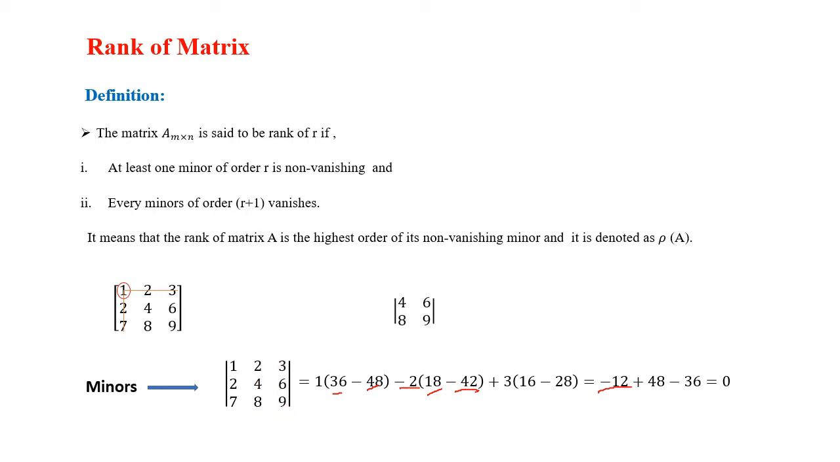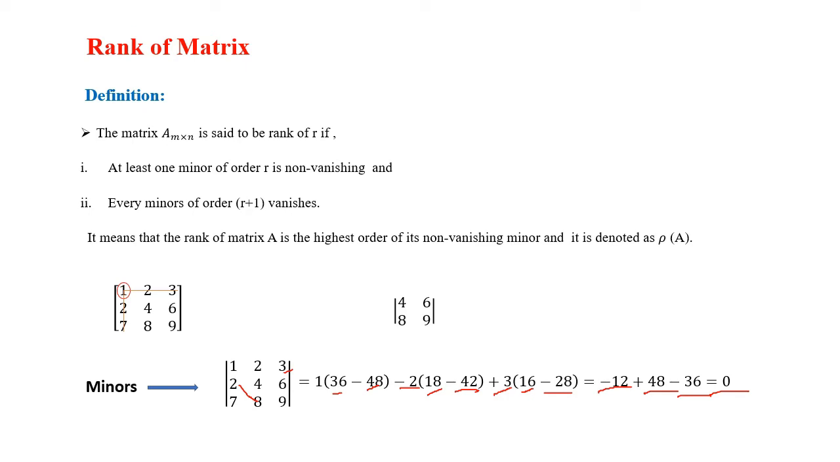Now consider the third element, put the positive sign. It means this 3 into bracket, again delete this first row and the third column. After deleting the first row and third column, the remaining elements are 2, 4, 7 and 8. Take the cross multiplication. 2 into 8 is 16 and minus 7 into 4 is 28. So 16 minus 28 into 3 is nothing but minus 36. Now this will be minus 12 minus 36, that is minus 48, and this is plus 48. That will become a 0. So it means that minor of order 3 vanishes.